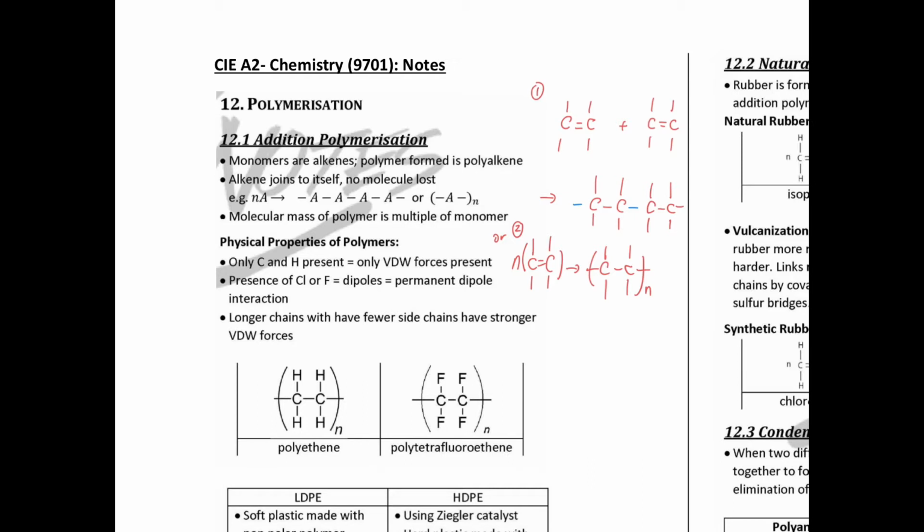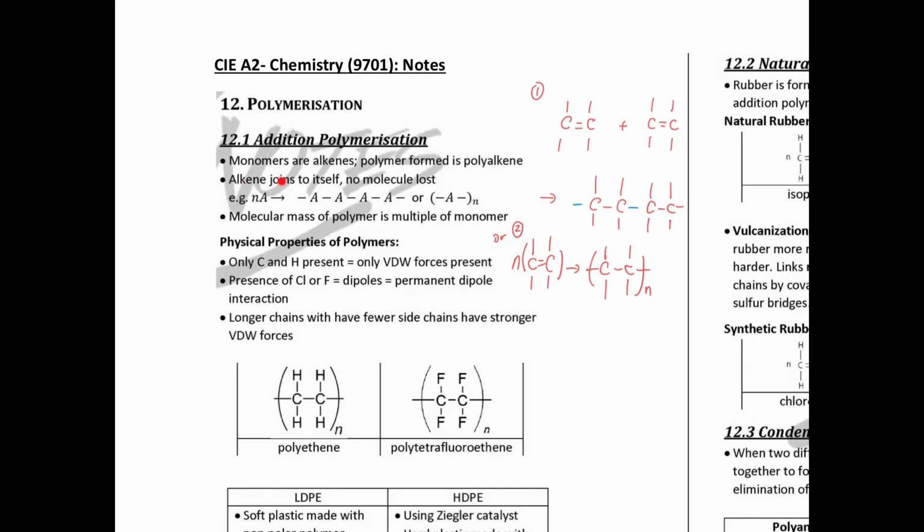Now let's move on. Monomer are alkenes. Polymer form is polyalkene. So let's say, for example, this case, ethene. After they form polymer, we call it polyethylene. So this is the structure, polyethylene.